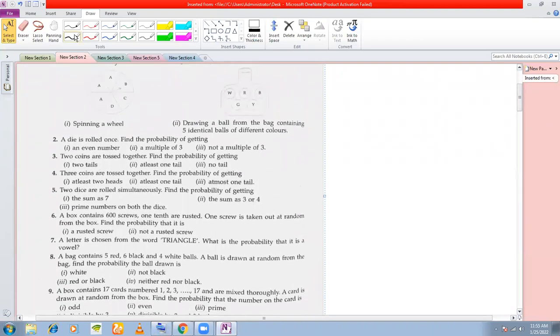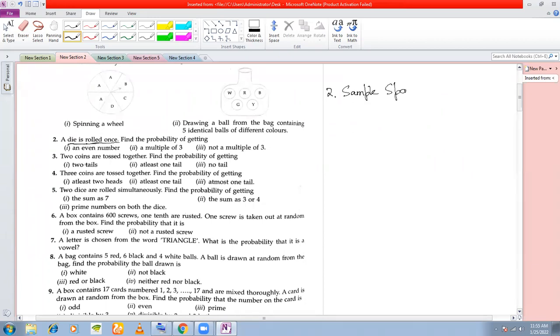Okay, let's start with question number 2. Question number 1 is easier. A die is rolled once. Die is the singular of dice. Find the probability of getting, and you have 3 questions here. So first of all, what is the random experiment here? A die is rolled once. So we'll first write the sample space.